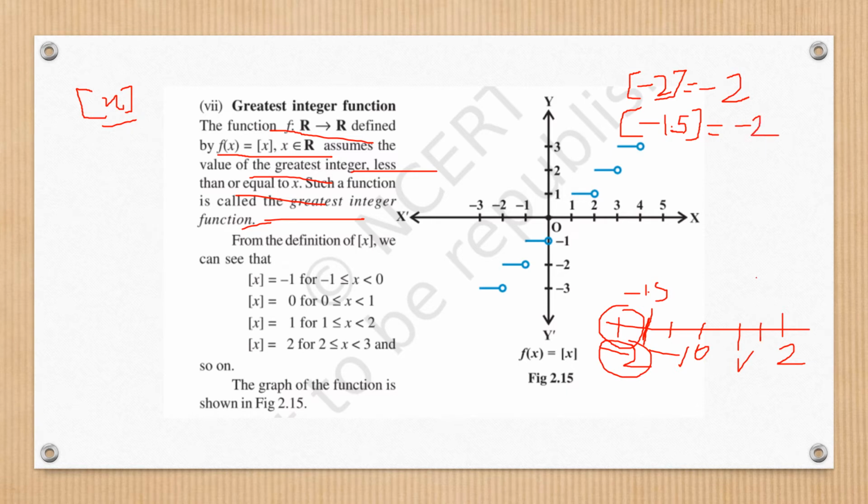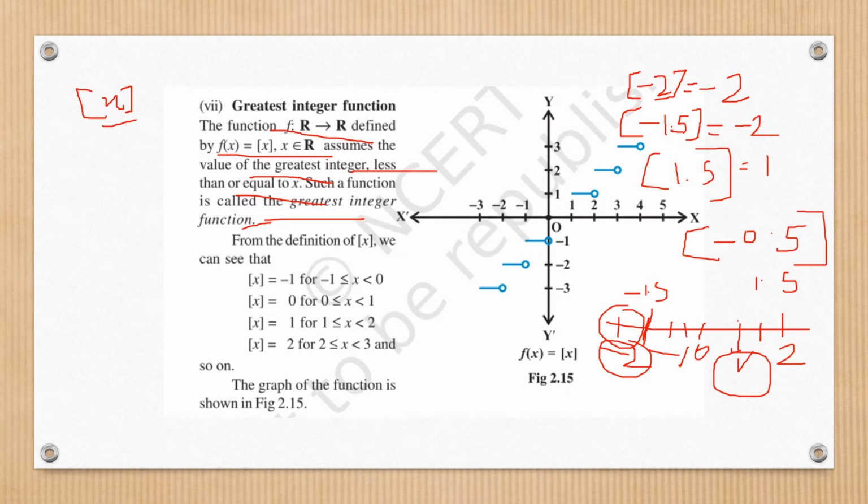Right? If it is say 1.5, which value is towards the left out of the full integers 1 and 2? It is 1. So the answer is 1. Similarly, for minus 0.5, which integer is towards the left? Minus 0.5 is somewhere here. Towards the left is minus 1. So this is how we define the greatest integer function.